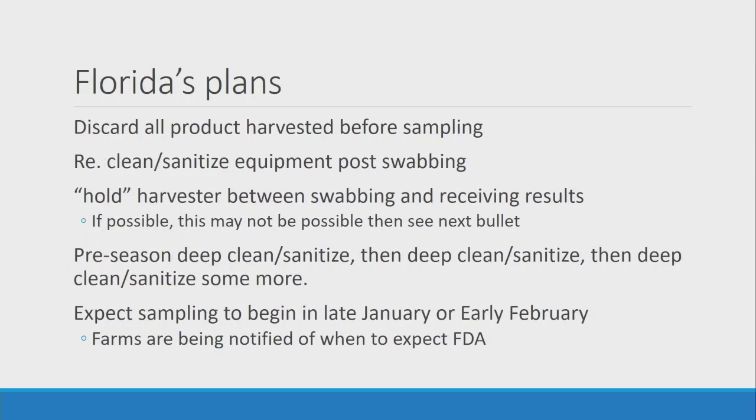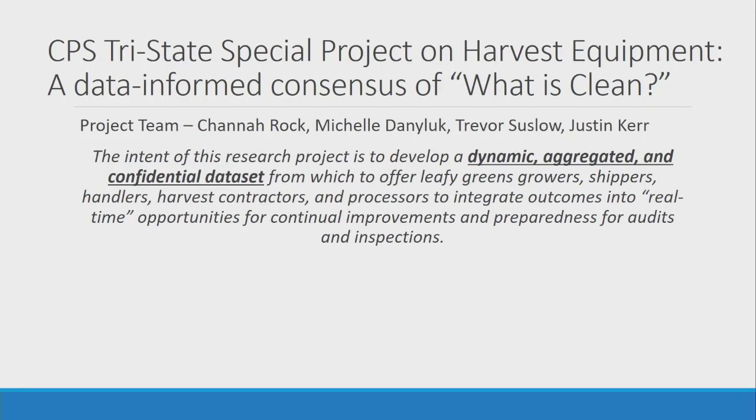Now, Florida's plans follow what they've been doing. Again, we're going to do this deep cleaning, and we expect them to come in late January, early February. And the farms are being notified by FDA. So I think FDA's intent of what they wanted to do in this study is clear, right? Obviously, there was a problem, and they want to know how widespread the problem is. But their approach to this problem was a sledgehammer, when maybe a finishing hammer might have been a better approach. Let's see how bad the problem really is.